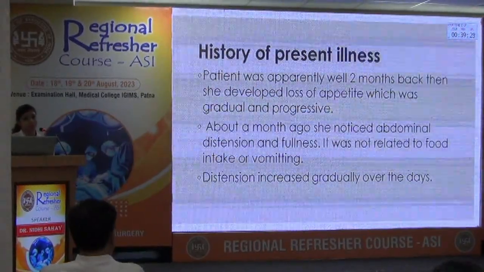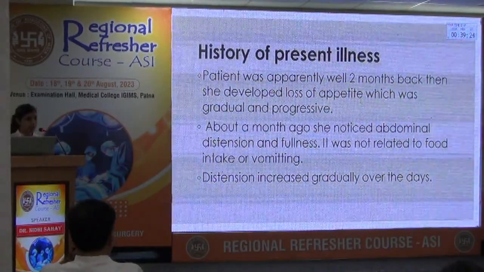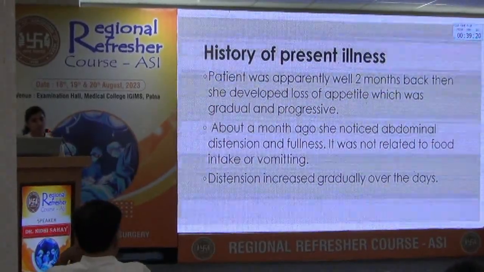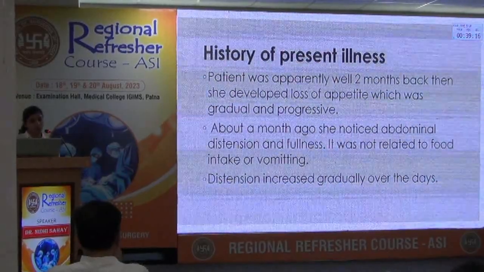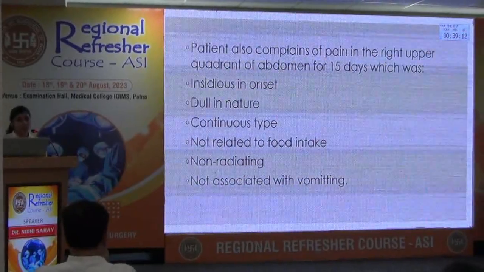My patient was apparently well 2 months back. Then she developed loss of appetite, which was gradual and progressive. About a month ago, she noticed abdominal distension and fullness. This was not related to food intake or vomiting. This distension increased gradually over the days.